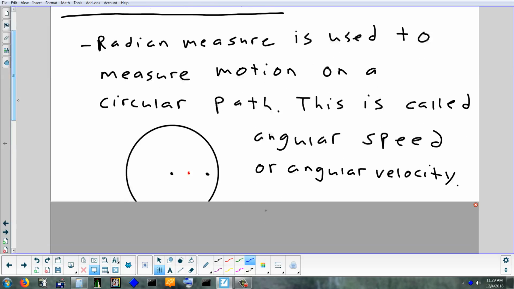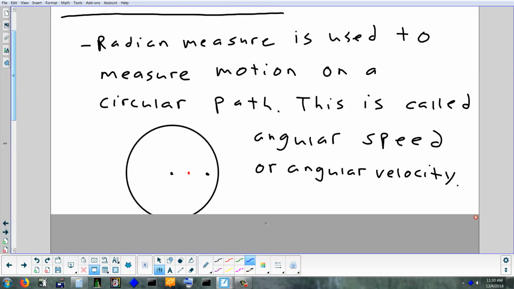So why do we need that? We already have a way to measure speed, like miles per hour. And that measures the speed of something going straight. So why do we need something different when it's spinning in a circle? Well, I'm going to try to show you.